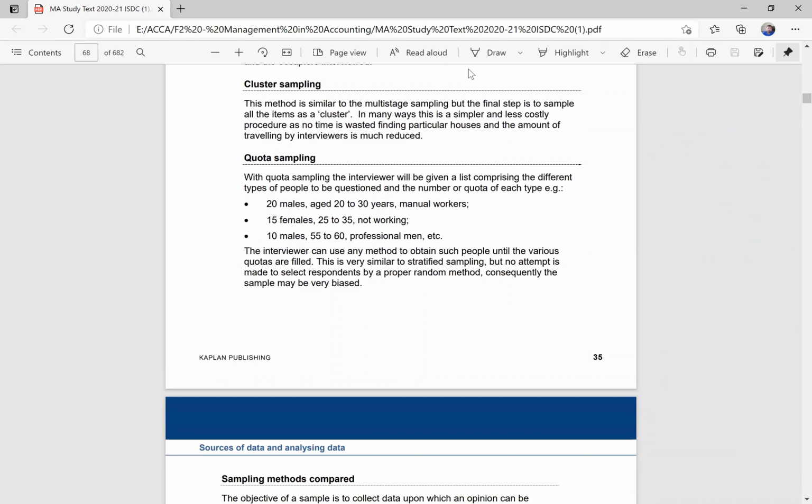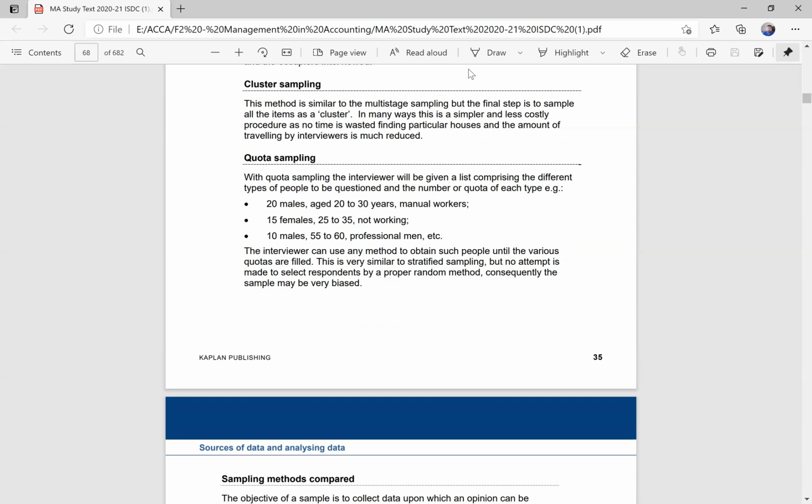Cluster sampling. This is kind of like multi-stage sampling, but instead in the last step, all the items are considered as a cluster. So they are all put together basically. It says in many ways this is a simpler and less costly procedure, as no time is wasted finding particular houses and the amount of traveling by interviewers is much reduced. So you can just, let's say, keep it till roads, or keep it till towns or cities.